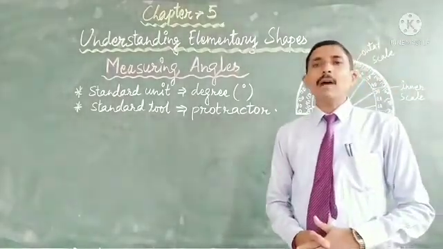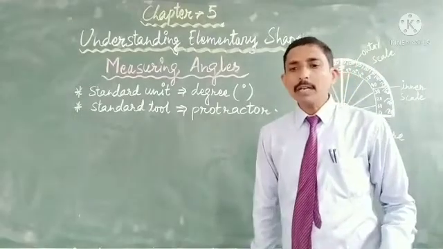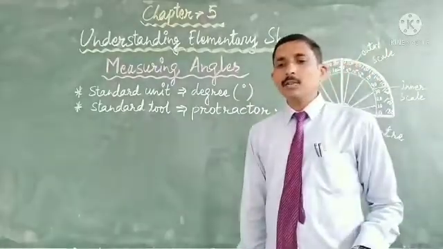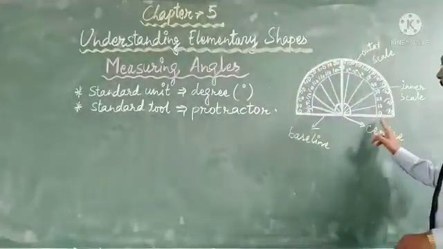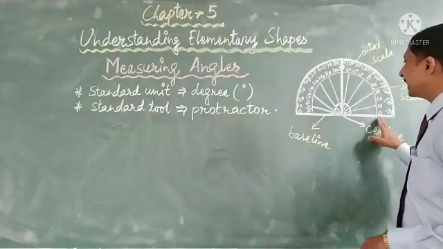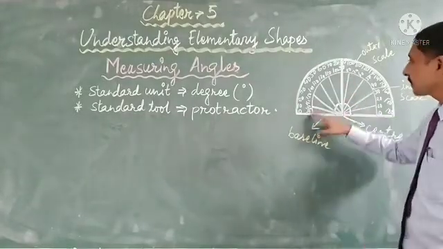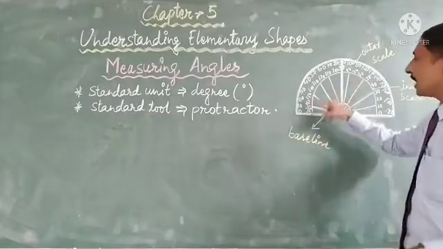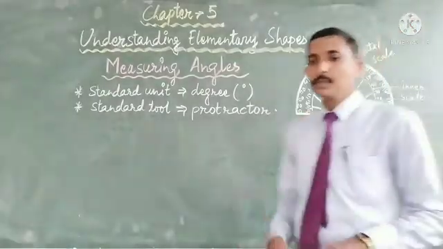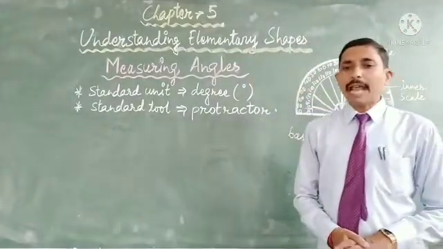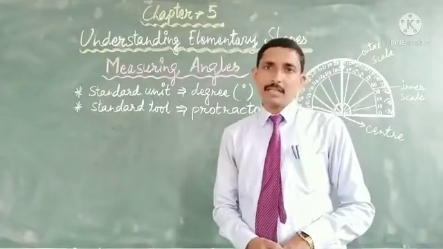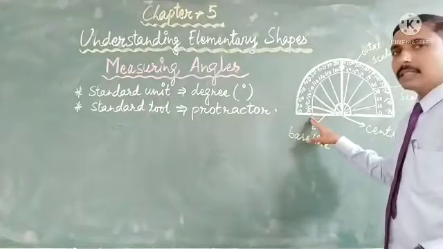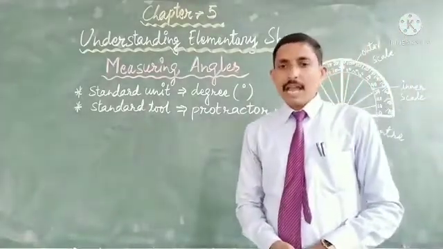The inner scale is marked from 0 to 180 degree, going from right to left, which is the anti-clockwise direction. It is used to measure angles in the anti-clockwise direction.